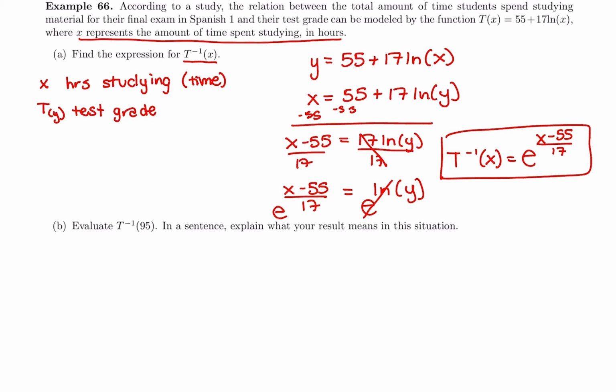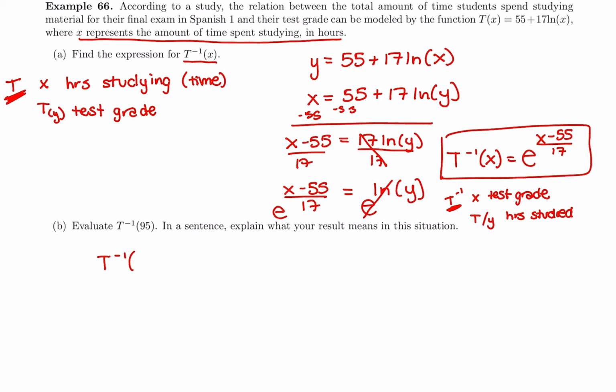So with my inverse, I'm going to plug in test grades and get out hours studied. That's going the other way for the inverse function. Since the original function, you put in time, you get out test grades. Here we're going to put in test grades and get out the time spent studying. So we're going to use this to evaluate T inverse of 95 and explain what that means in a sentence.